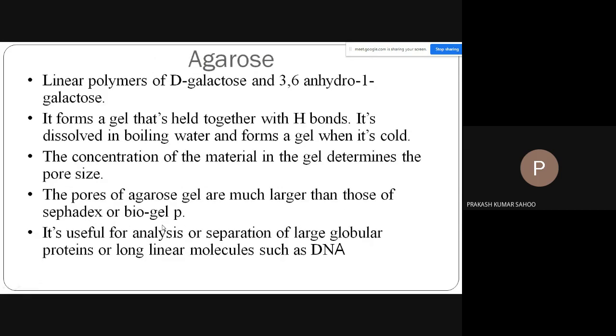Then again, agarose, a linear polymer of D-galactose and 3,6-anhydro-L-galactose. It forms a gel that is held together with hydrogen bonds. It is dissolved in boiling water and forms a gel when it is cold. The concentration of the material in the gel determines the pore size. The pores of agarose gel are much larger than those of Sephadex or Bio-Gel P. It is useful for separation of larger, more globular proteins or long linear molecules such as DNA. So for the separation of DNA, we may use agarose as the stationary phase.